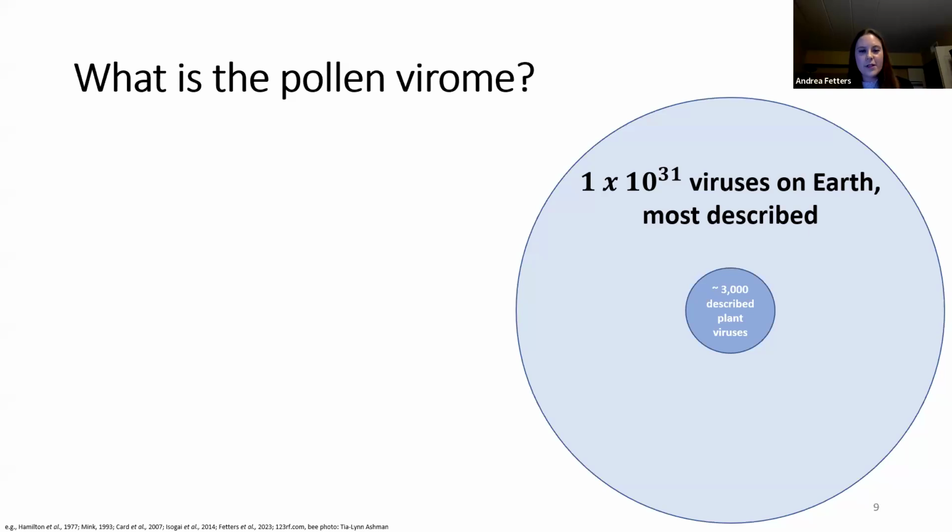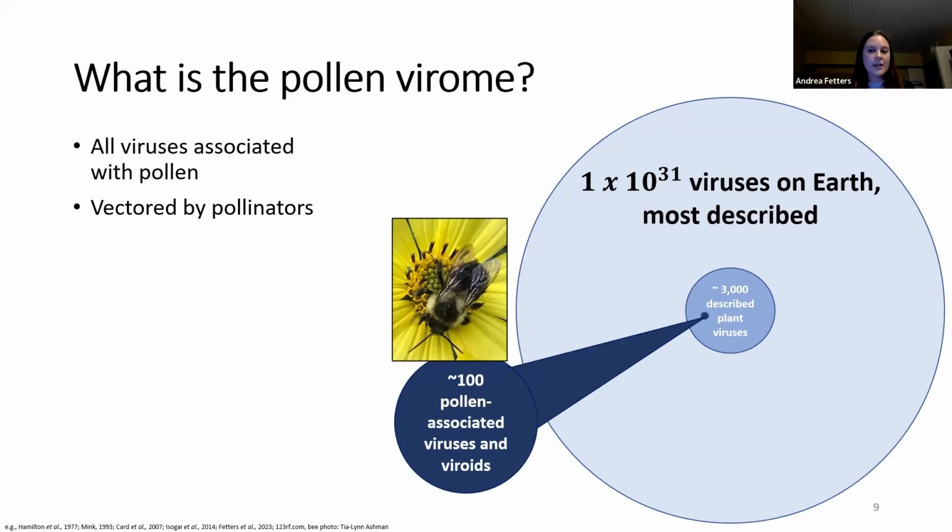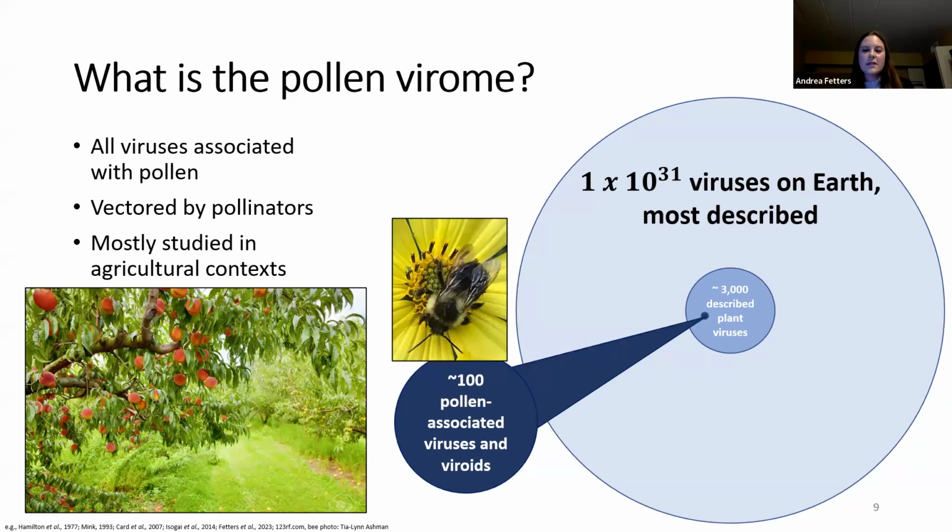And then finally, if we zoom in even farther to one specific part of the plant, what is the pollen virome? The pollen virome is a subset of plant viruses that are associated with pollen. This means that they could be on the outside or the inside of pollen grains. Pollen-associated viruses are vectored by pollinators, like bees, as they forage for floral resources like nectar and pollen or other things that they might use to build nests. There are approximately 100 viruses and viroids that have been described as pollen-associated so far, and most of these have also been studied in agricultural or economic contexts, just like the herbivore-vectored plant viruses.